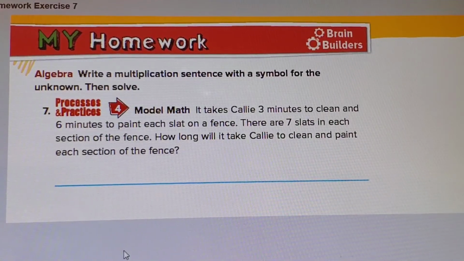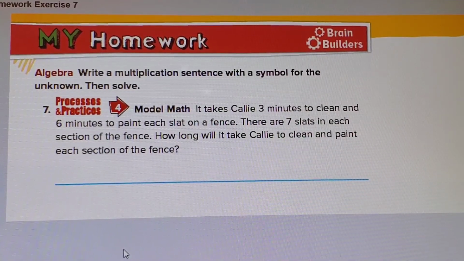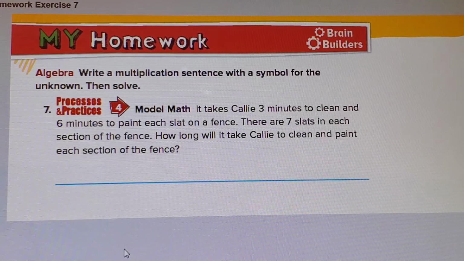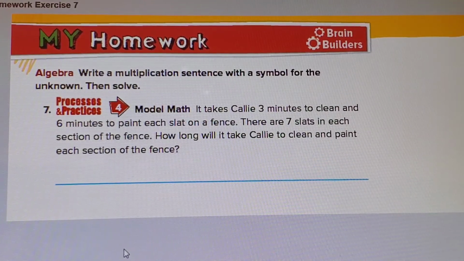My homework: algebra. Write a multiplication sentence with a symbol for the unknown, then solve. Number 7, processes and practices. Model math. It takes Callie 3 minutes to clean and 6 minutes to paint each slat on a fence. There are 7 slats in each section of the fence. How long will it take Callie to clean and paint each section of the fence?